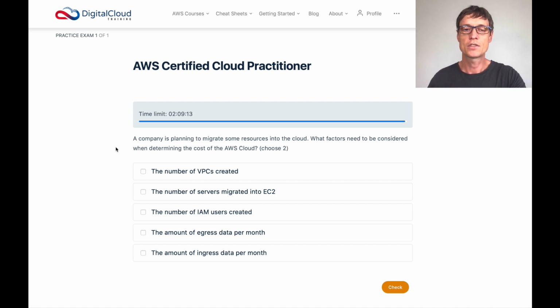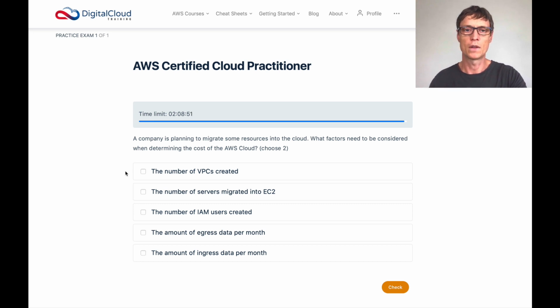So with the Cloud Practitioner exam, you have 2 question formats. One is multiple choice, where you have 4 answers and 1's correct, and the other is known as multiple selection, where you have 2 correct answers out of 5 options. So in this case, we need to think of 2 correct answers. So what is going to cost us money when we move into the AWS cloud?